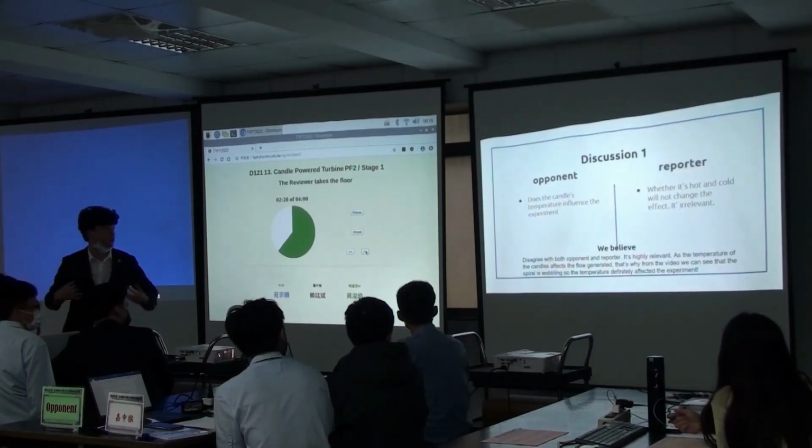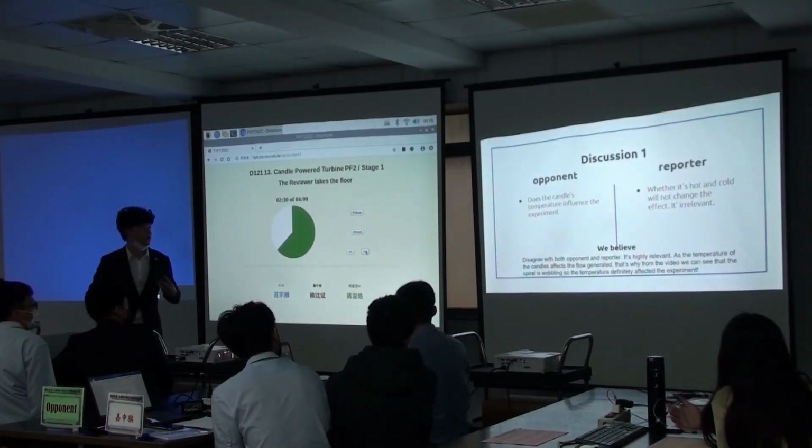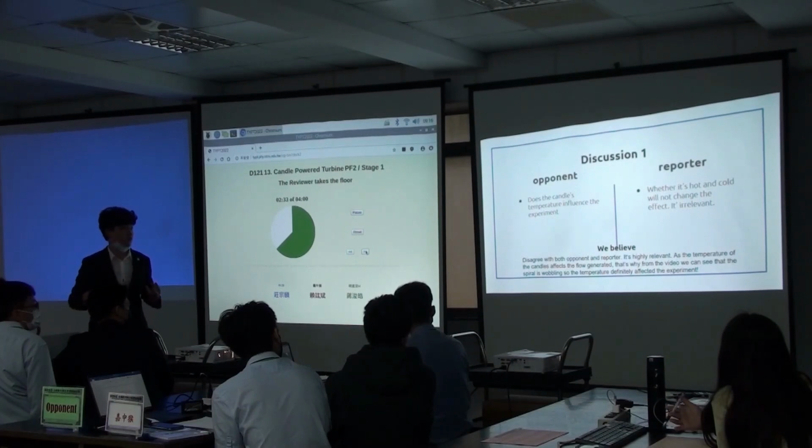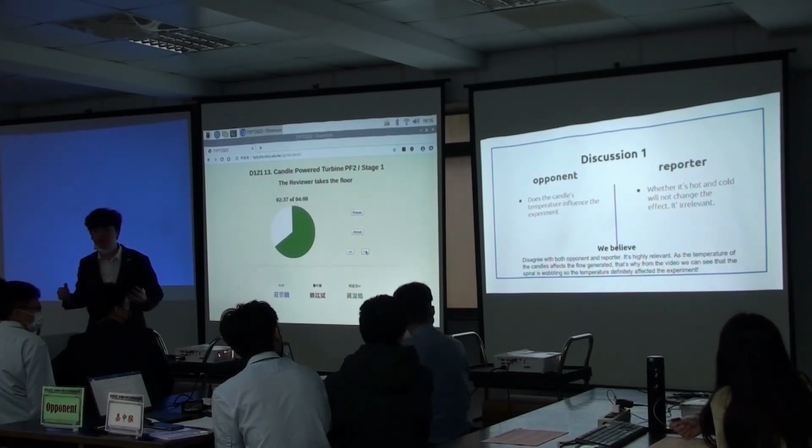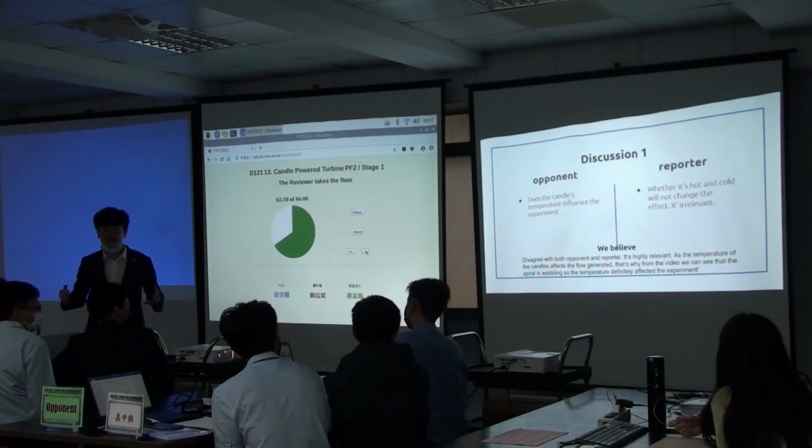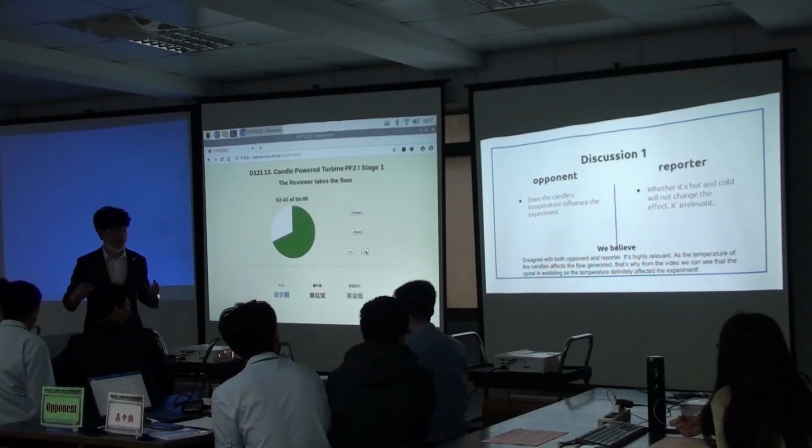Okay, so for discussion one, the opponent asked whether the candle's temperature influences the experiment, and the reporter said that whether it's hot or cold will not change the effect. We disagree with both the opponent and the reporter. It is highly relevant, because the temperature will change the air density used in their theory equation, which will largely change the torque.